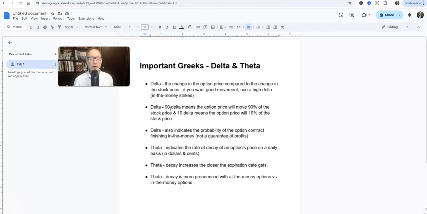Okay, if you understand the moneyness of options, you want the option that you buy to be in the money at expiration. So hopefully that'll give you a profit. But just because it's in the money doesn't mean you will make a profit.